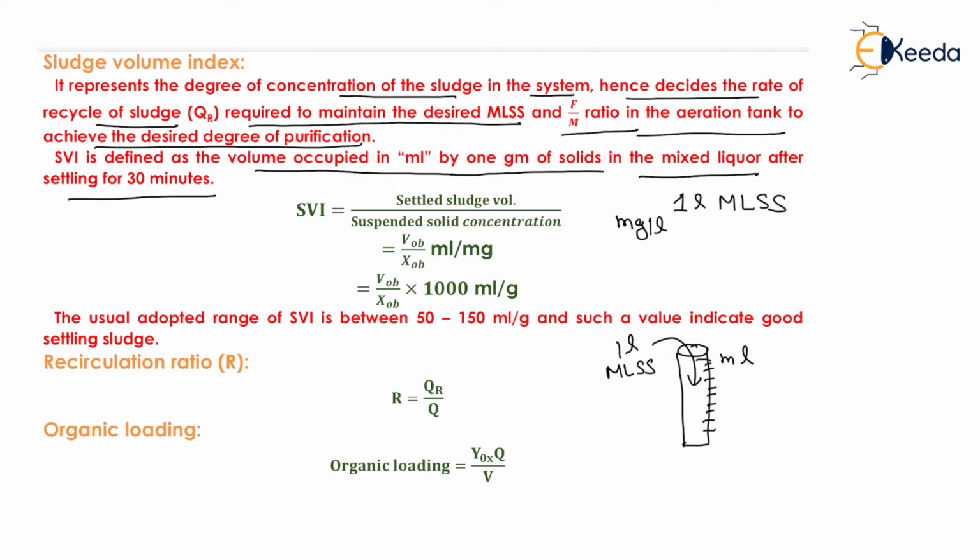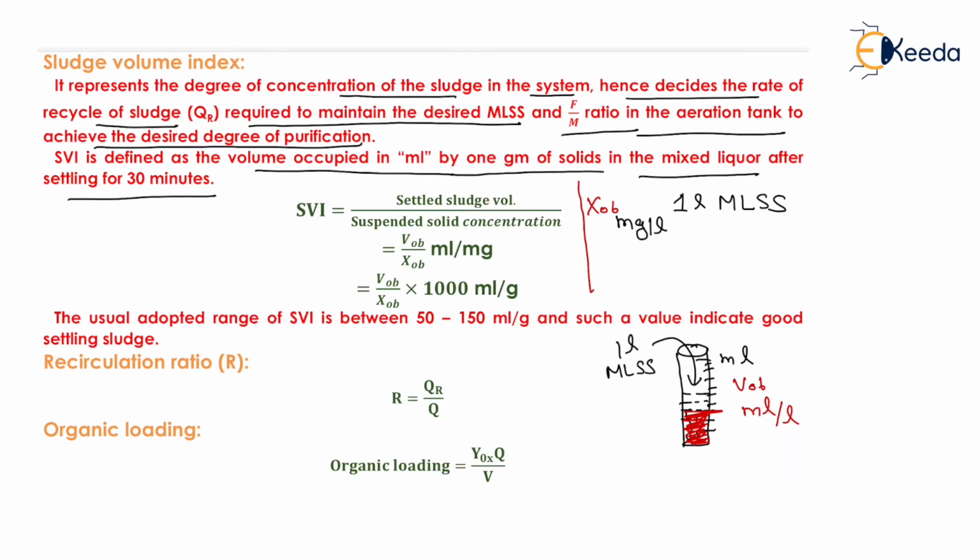Now during these 30 minutes, all the suspended organic matter will settle down at the bottom like this. All the organic matter will settle down at the bottom like this. Now you will note the volume of the settled solids, that will be in milliliter per liter. So let the concentration be XOB milligram per liter, and the settled volume will be VOB milliliter per liter.